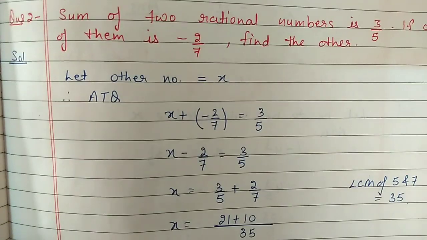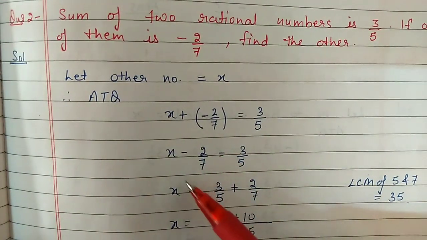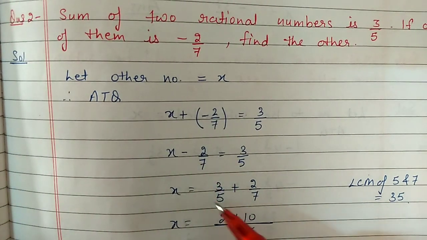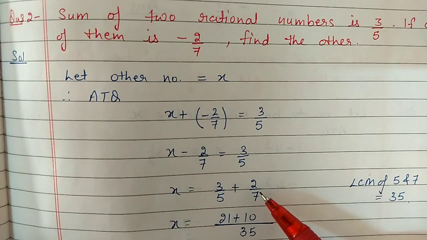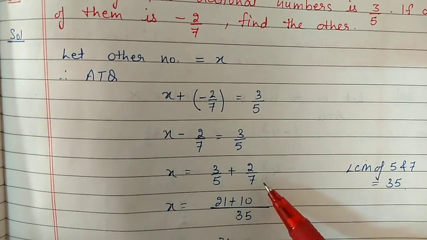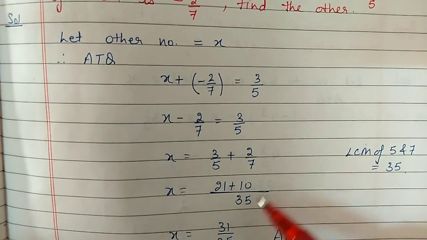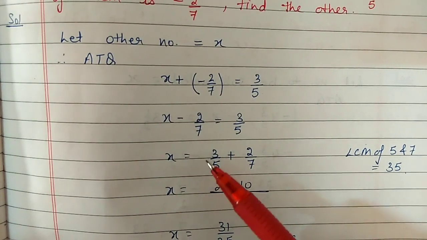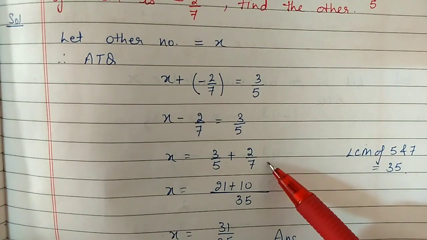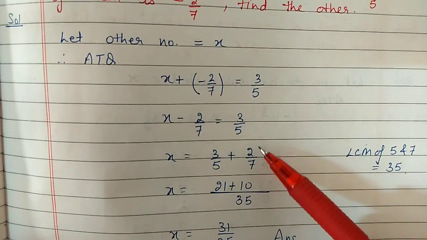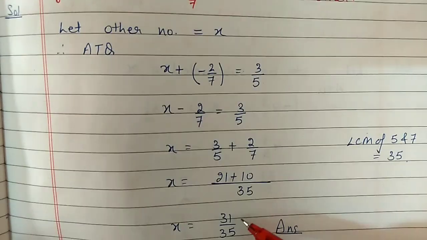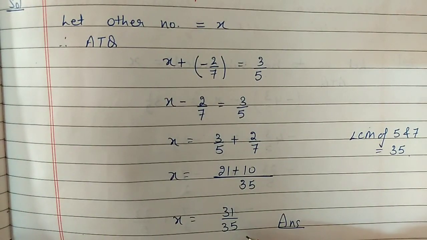Next step, this minus 2 by 7 shift to the other side of equal to. It is here in minus. When you shift to the other side, it will become plus. So 3 by 5 plus 2 by 7. Take the LCM of 5 and 7, 35. In 5 table it is coming 7 times. Multiply 7 with numerator, 21 plus. In 7 table it is coming 5 times. Multiply with 2, 5 twos are 10. 21 plus 10, 31 by 35 is your answer.